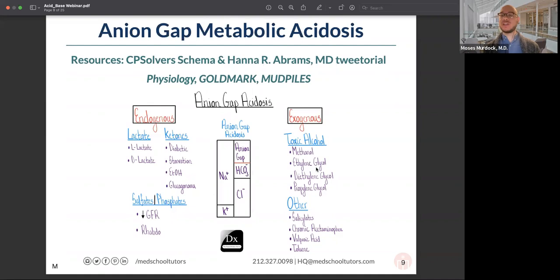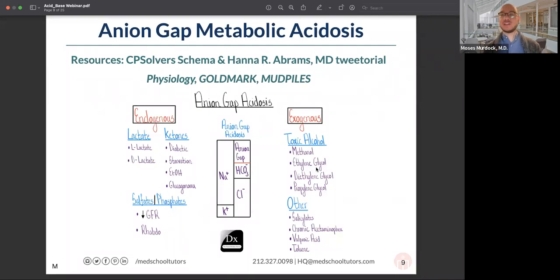The key ones to remember are any of your toxic alcohols, right? Then you have the other highly tested ones, like salicylates, a classic cause of an anion gap metabolic acidosis. And then there's a bunch of other medications that largely fall into that other category. And right in the middle, you see exactly what Joe was saying.